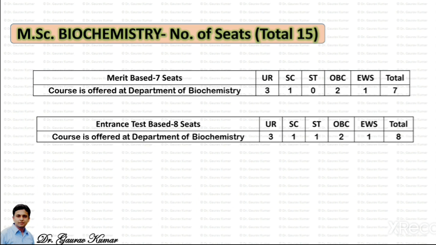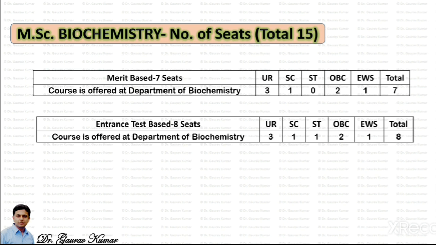So let's see the number of seats. The course has a total of 15 seats, and it is offered at the Department of Biochemistry at University of Delhi South Campus. Out of the 15 seats, we have 7 seats on merit basis and 8 seats on entrance test basis. And you can see the seat distribution. There are 3 seats in the unreserved category in merit based.